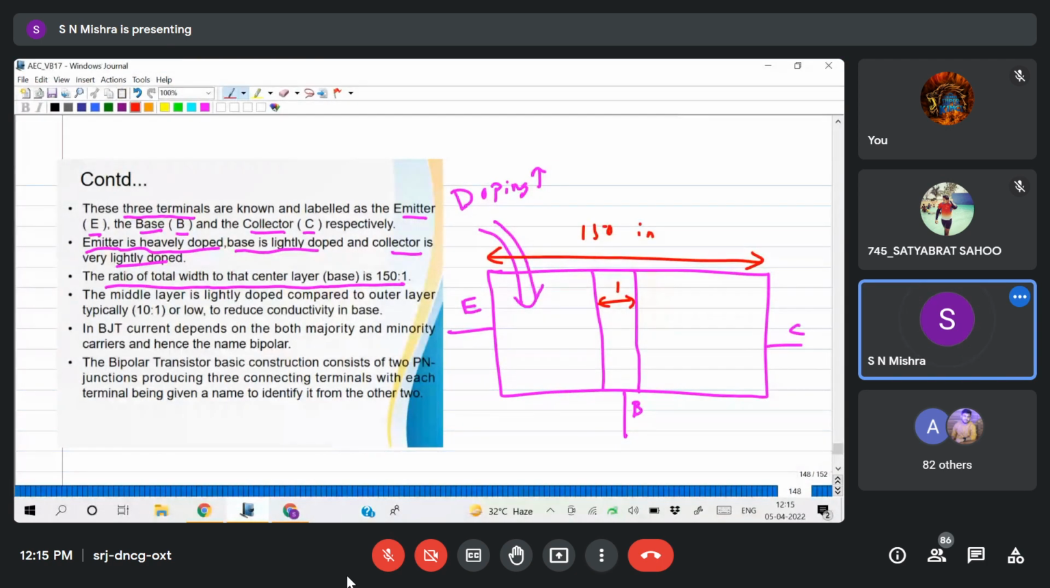Okay. So emitter to collector, if you consider 150 inch, then the base layer is only 1 inch. That means you can imagine how thin the base is. It is a 150:1 ratio. Though it is very thin, its effect is immense, because if you do not take this base region, this is P, this is P, it is only a P type semiconductor. But if I add this thin layer, only then it becomes a transistor. And what is the purpose of a transistor? Amplification. The main purpose of a transistor is amplification.